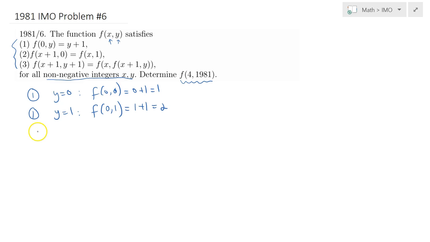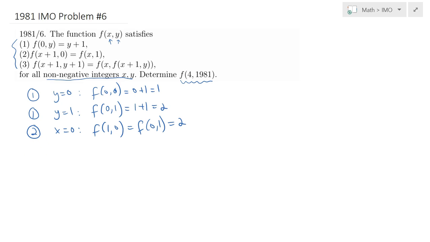equals 2. And now moving on to the second equation, plugging in x equals 0, f of 1, 0 is simply equal to f of 0, 1, but we already got f of 0, 1 as 2. That's nice.